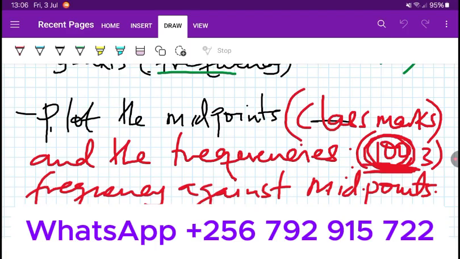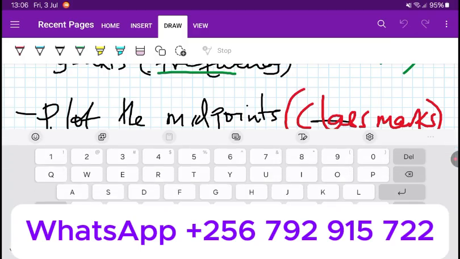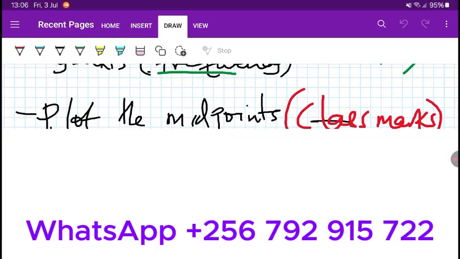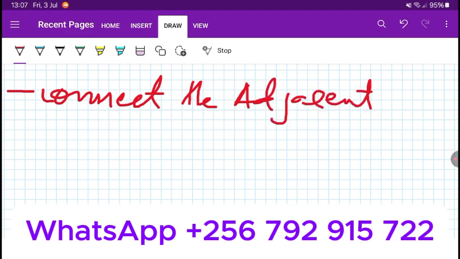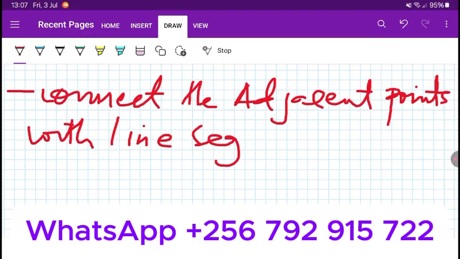And of course, once we are done with plotting the midpoints and the frequencies, then the next thing is for us to connect the adjacent points with line segments.